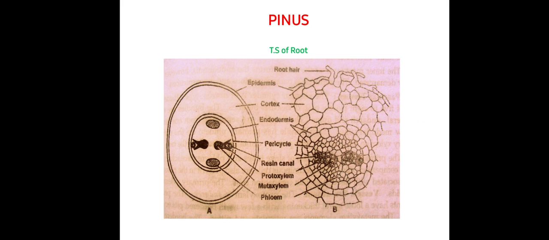Coming to the anatomy, first we would like to see the root. The TS of root. The young root anatomy of Pinus resembles the root anatomy of angiosperms. The TS of root shows three distinct regions: epidermis, cortex and vascular bundle, what we call the stele.